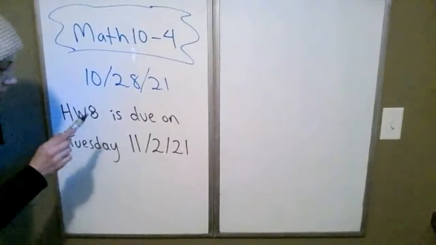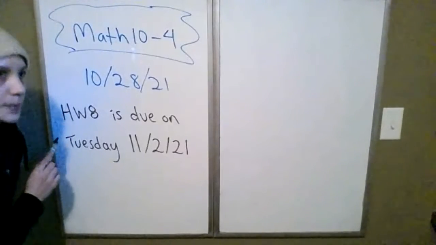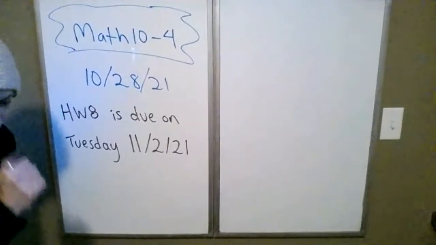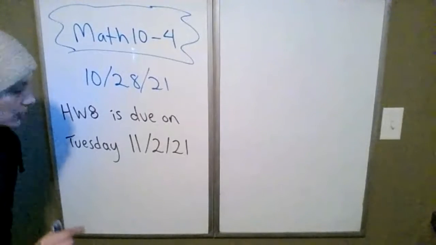Okay. For this homework, it's kind of two parts. The first part is inequalities. The next part is absolute values. And at the very end, there are inequalities with absolute values.